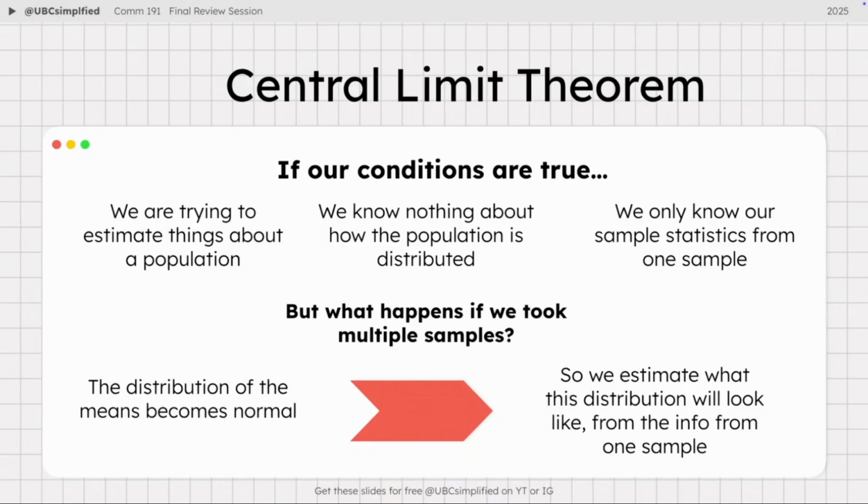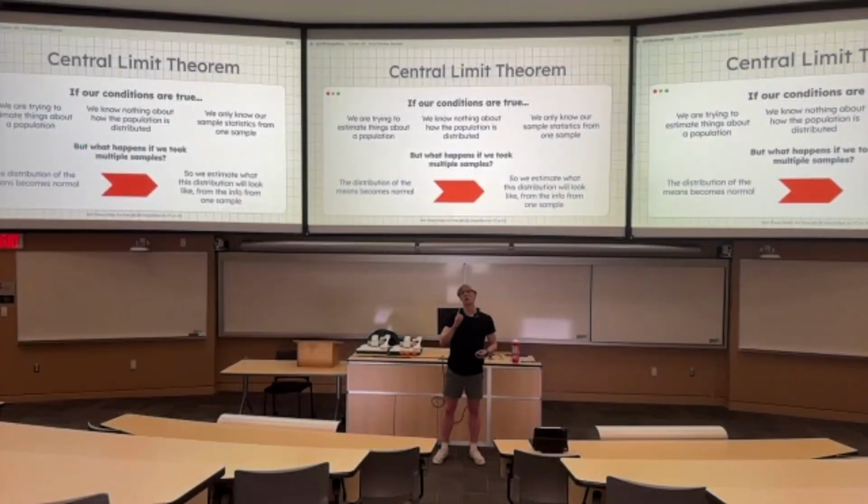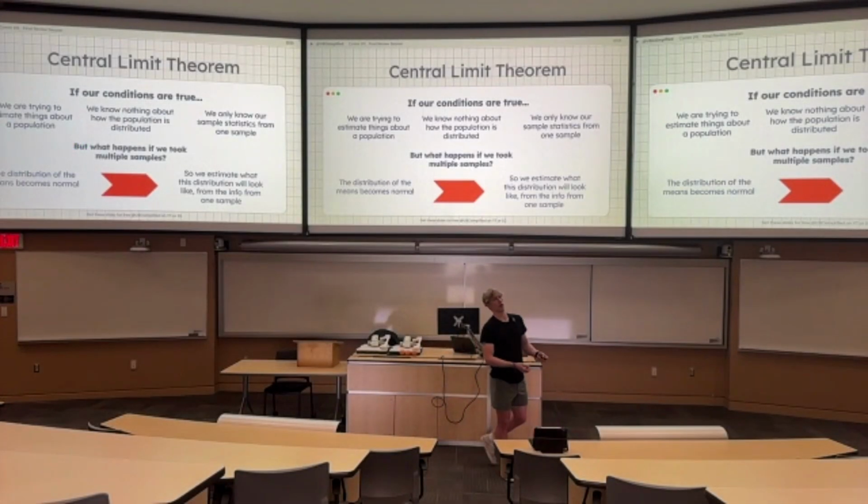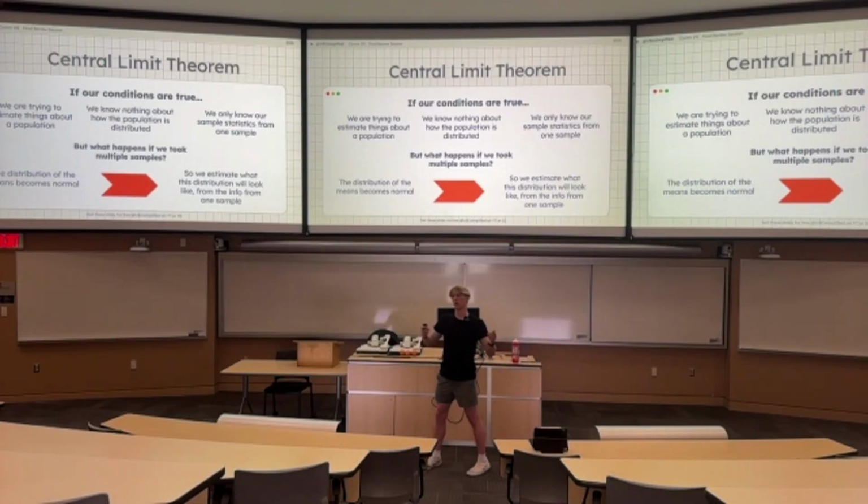That would become normal. So if we were able to take 10, 20, 30 samples, then we could model that distribution. But we can't take that many samples. We don't take that many samples. So we make estimates on what that distribution would look like just from the info for one sample. And this is why we use the standard error. That's basically estimating what the standard deviation would be for the population just from our one sample.